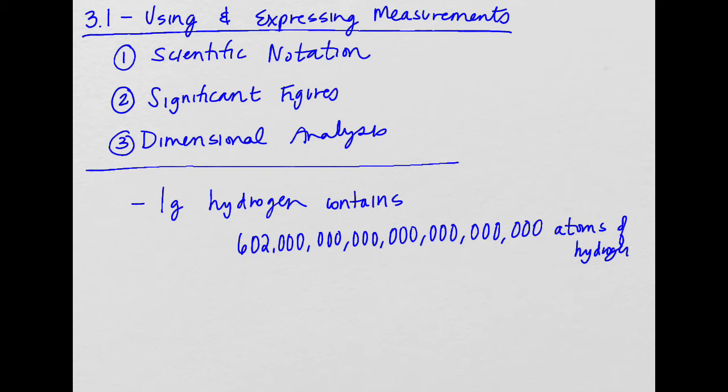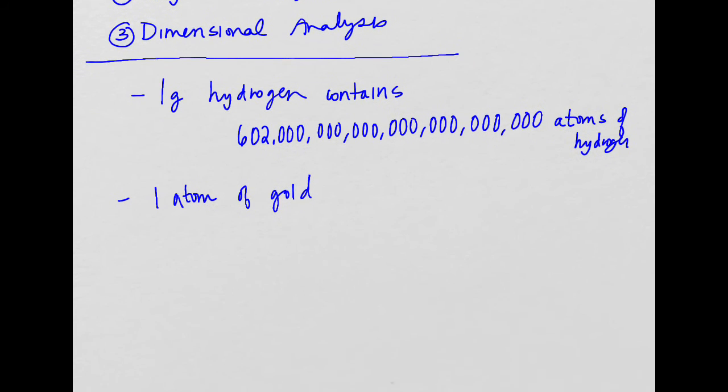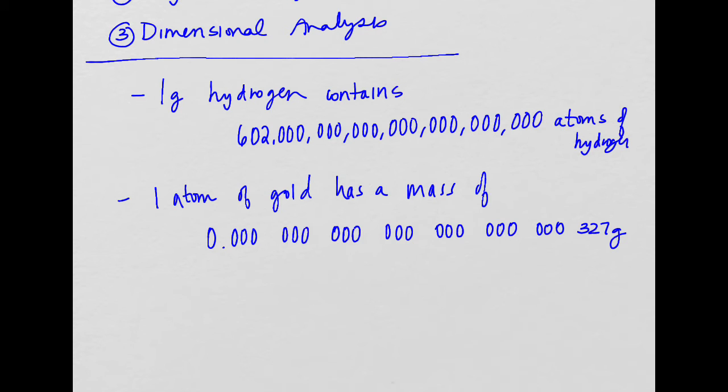Another example, one single atom of gold, what is the mass of this single atom of gold? It contains 21 zeros, then 327 grams. So one single atom of gold has this mass.